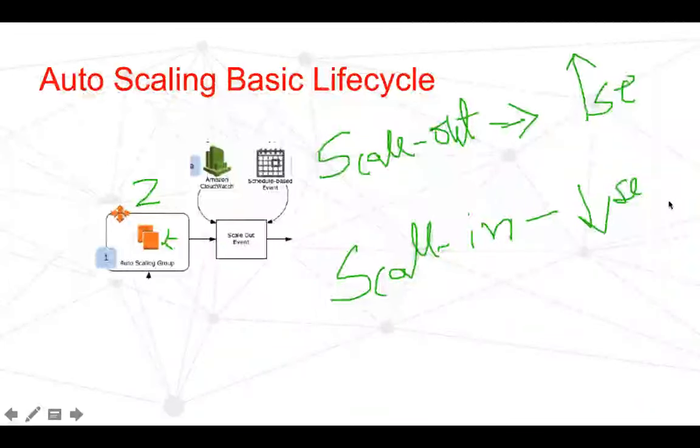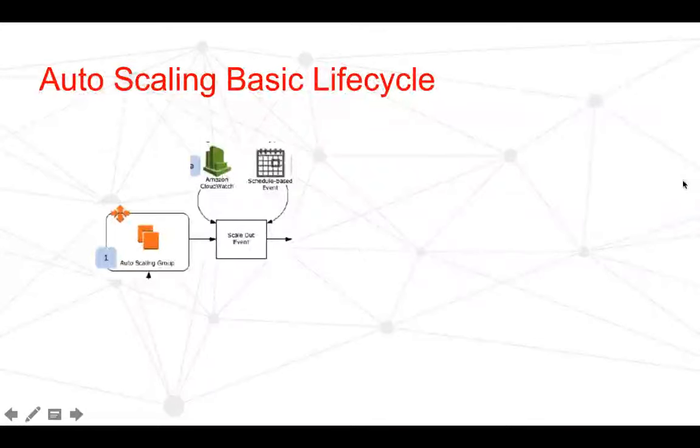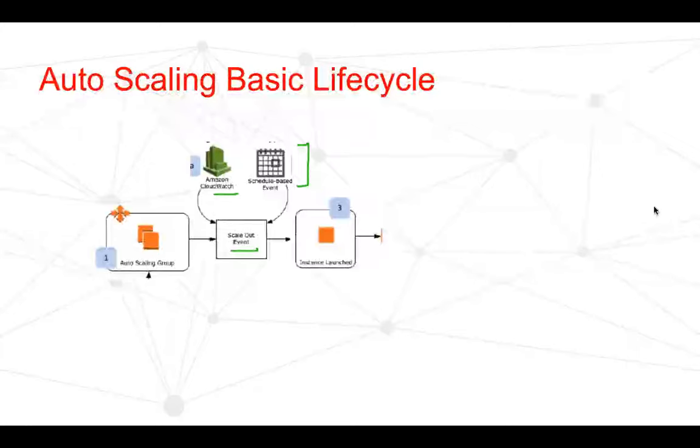So what happens over here is that, using the CloudWatch, now you will use the CloudWatch in a very efficient and accurate manner so that it triggers the event, or it can be a schedule-based event, which means that during a certain time of day you need more instances. So it triggers a scale-out event, which means that now there's an event which will increase your number of instances. As this scale-out event occurs, an extra instance is launched. An extra or additional instance is launched.